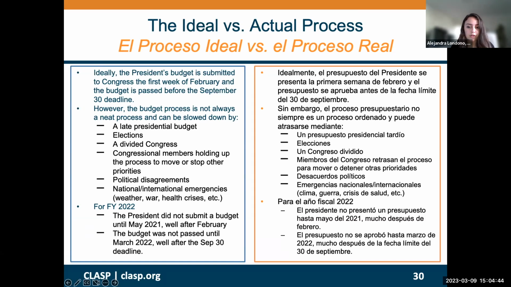For the last fiscal year, 2022, the president did not submit their budget until May of 2021, well after the February deadline, and the budget was not passed until March 2022, well after the September 30th deadline. Similarly, we are now in March and the president just unveiled his budget today. So this is well after the expected deadline, but we are excited to start the next step of the advocacy effort in this fiscal year.